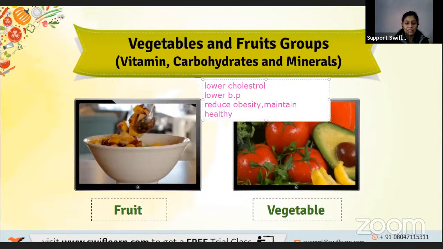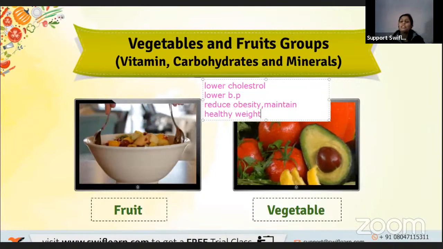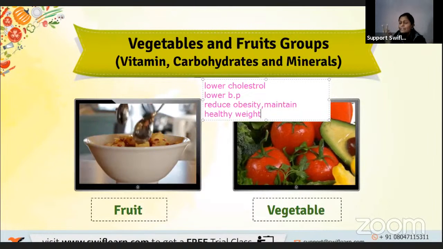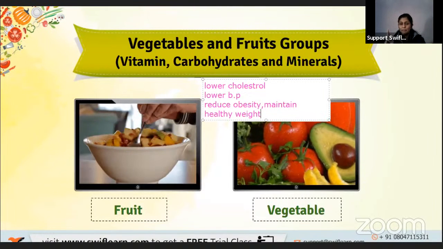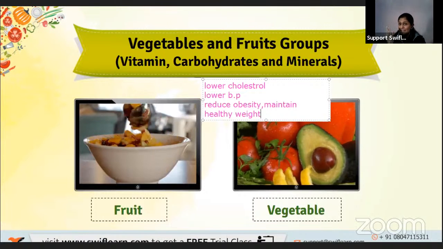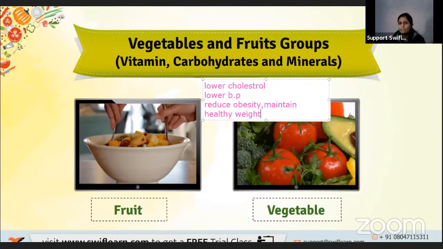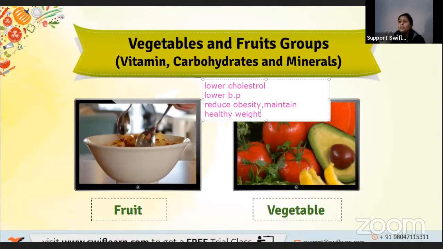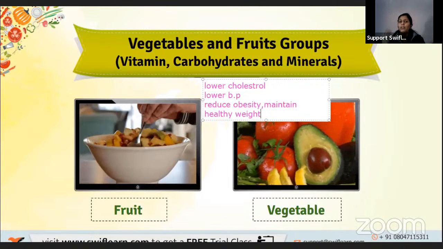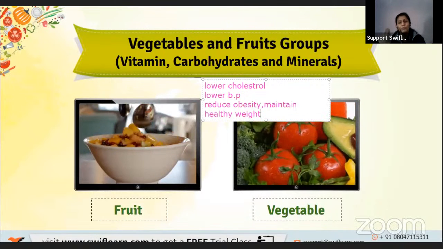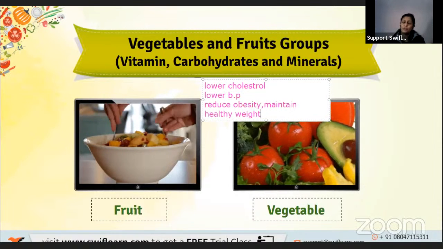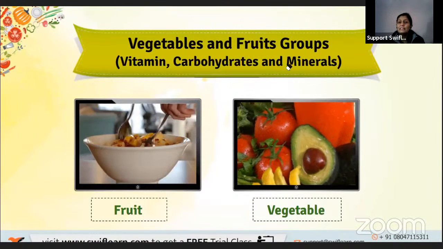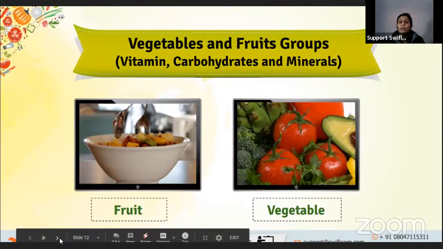Maintaining healthy weight. So what are the benefits of this vegetable and fruits group? It lowers your cholesterol, the first one. It lowers your BP, that is, it keeps it to the optimal level. It reduces the obesity. Obesity is unwanted weight gain. आपकी body में उतना होना नहीं चाहिए जितना हो रहा है because of the unhealthy eating habits. And it is maintaining your healthy weight. When obesity is getting reduced, obviously you are going to maintain a healthy weight. So after that, the next category is your milk group.